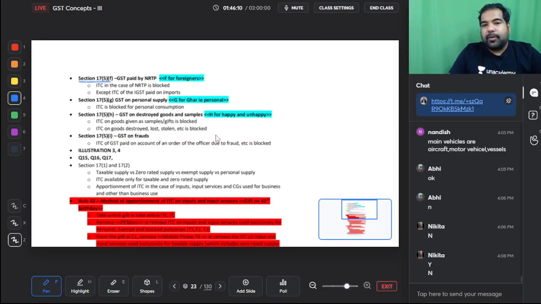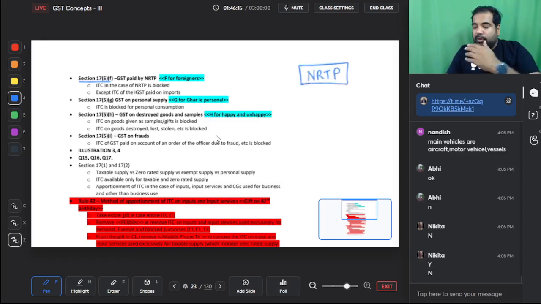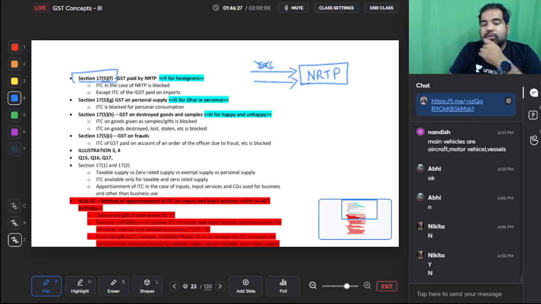17(5)(f): if you're a non-resident taxable person, for example Tesla, and you're coming to India, then you can also get inputs. For example, you can hire a CA and have CA services. You can also buy something, but you will not get ITC. No ITC for 17(5)(f), a foreigner. Who's a foreigner? An NRTP.